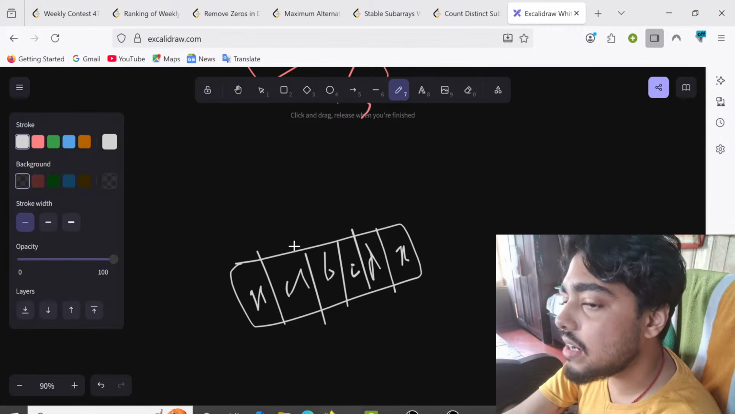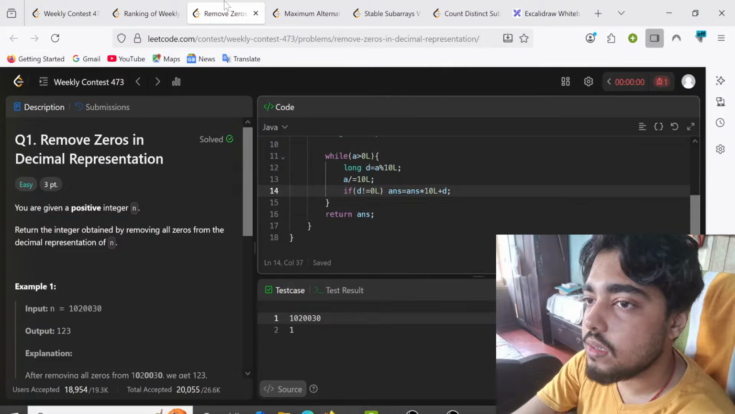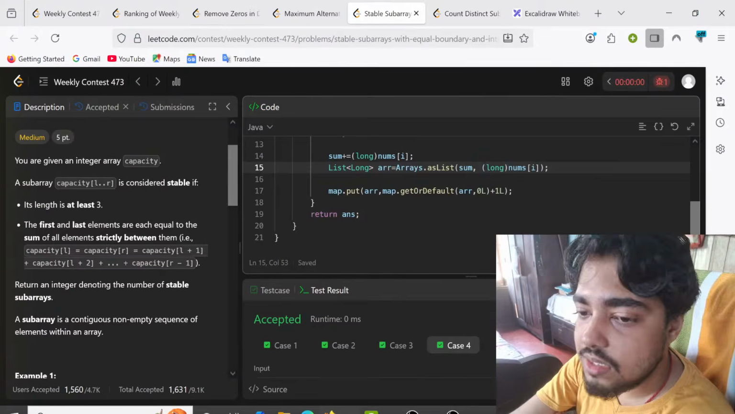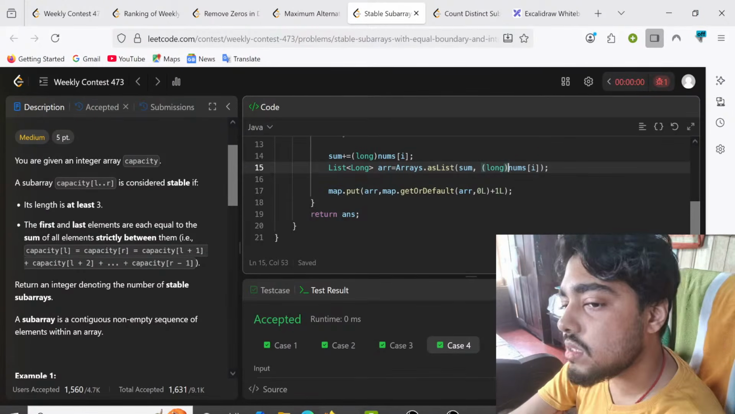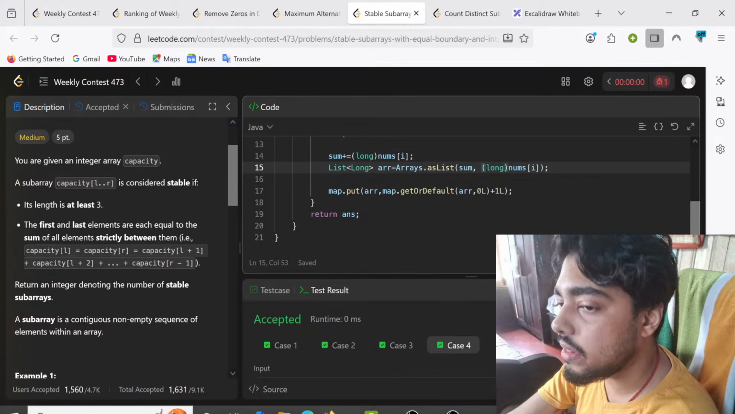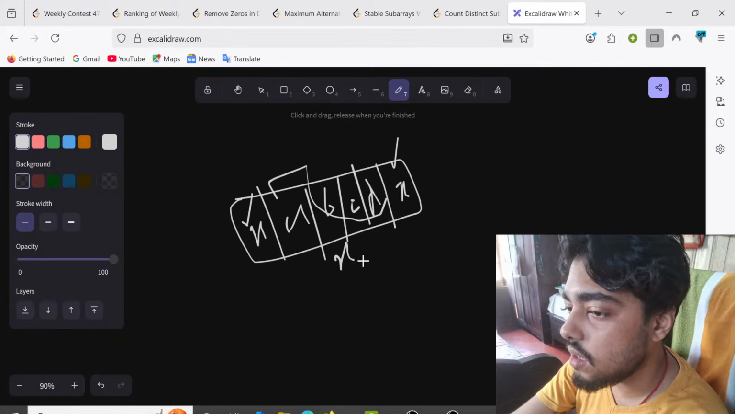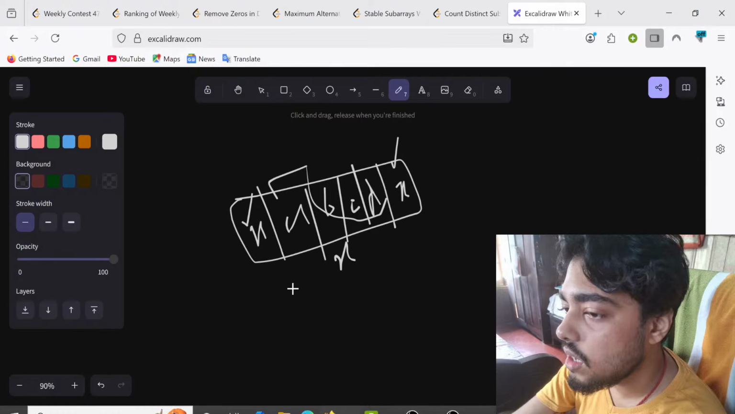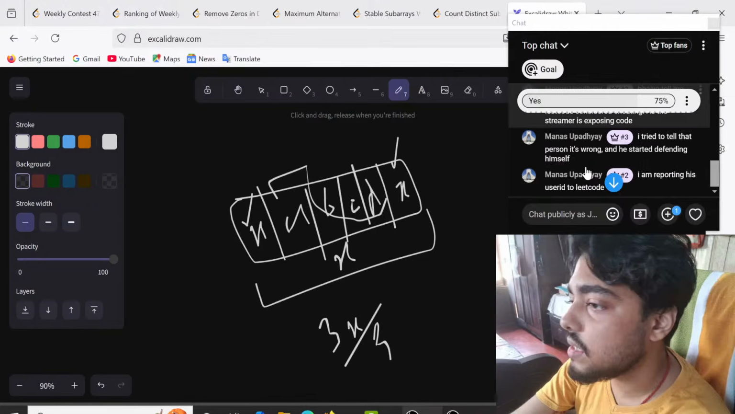Now this is a valid subarray because the first element and the last element are equal, right? A valid subarray has the first and last element each equal to the sum of all elements strictly between them, which means A plus B plus C plus D is also equal to x. So what is the sum of the subarray? x plus A plus B plus C plus D plus x, that is 3x, right? And 3x is always divisible by 3. Okay, is it clear now?